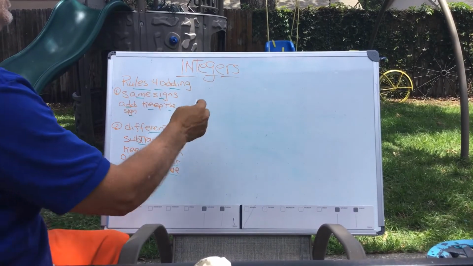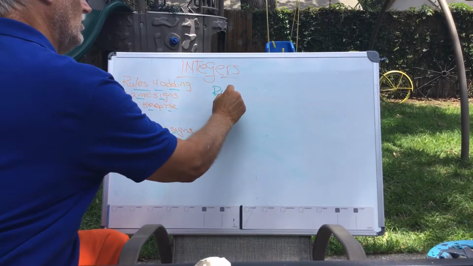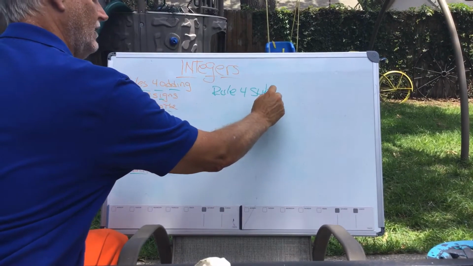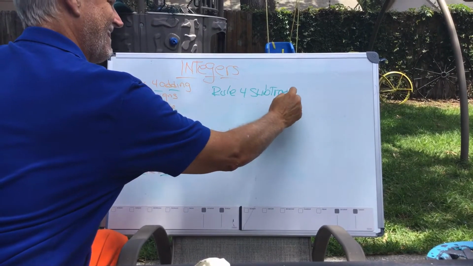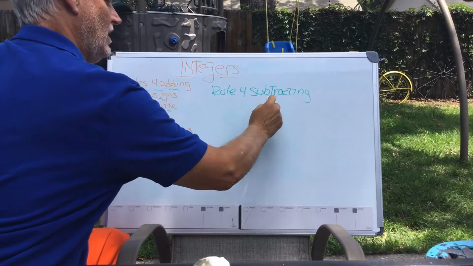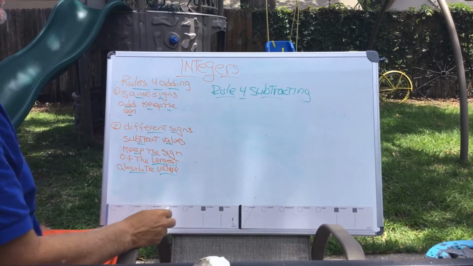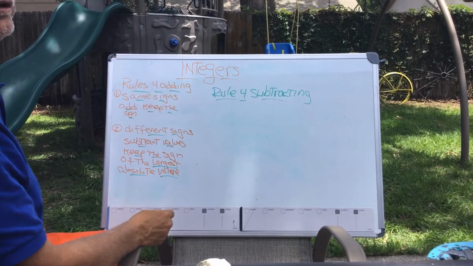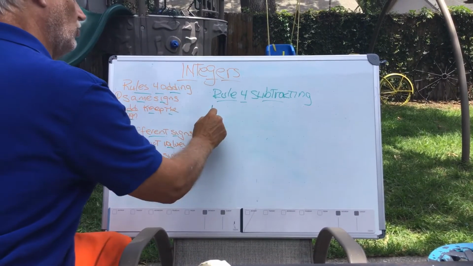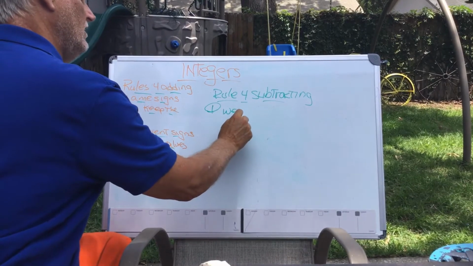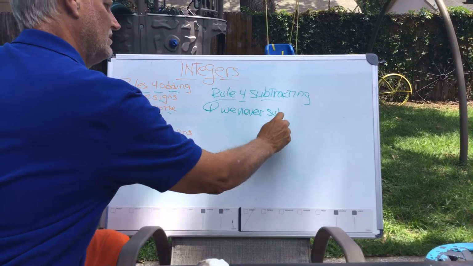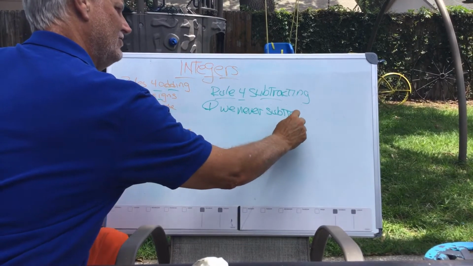Now, keeping in mind this is the rules for adding integers, I'm going to write here the rule for subtracting integers. Once you see it, the rule for subtracting integers will bring to mind the rule for dividing fractions. So rule number one: we never subtract integers.